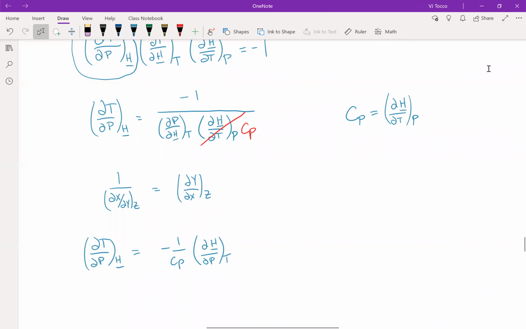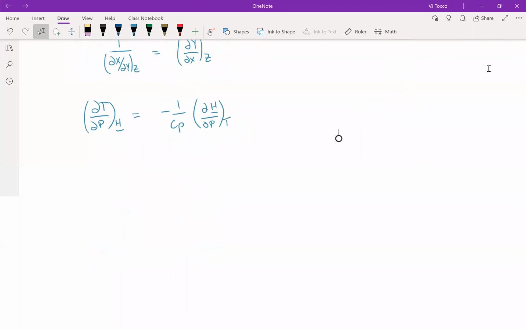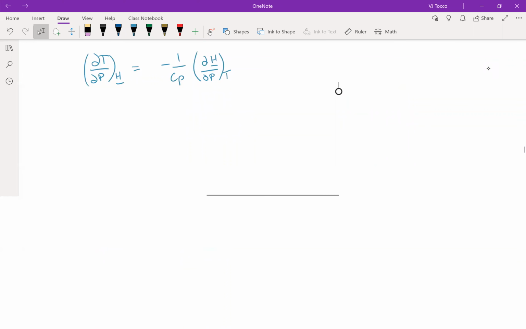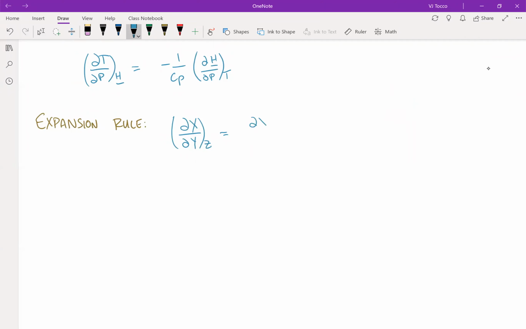All right, so time for another calculus property. This one is the expansion rule. For a partial of this form, dx dy at constant z, I can define two more properties and put them into these partials. So this is going to look like it complexifies things, but everything should cancel later.